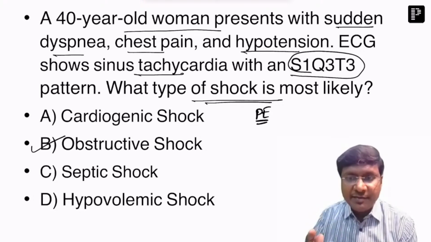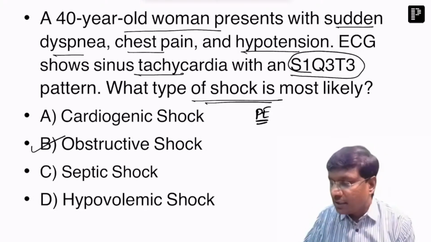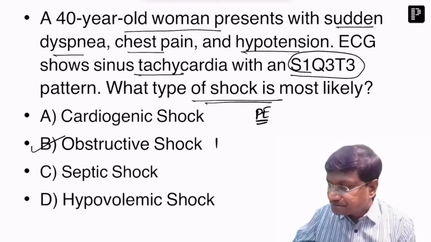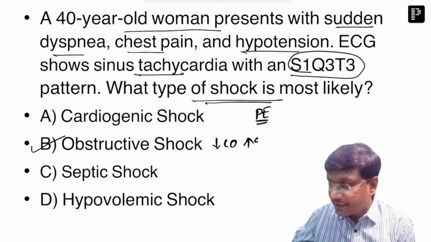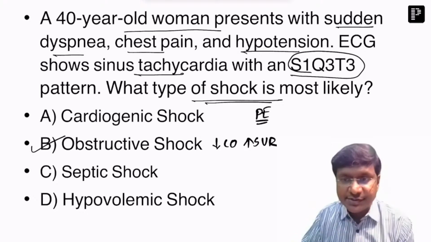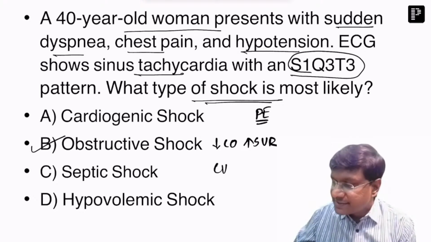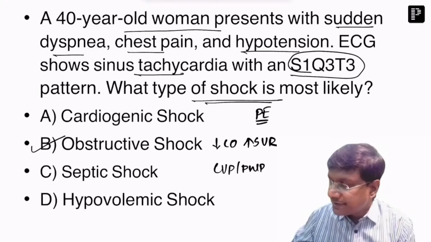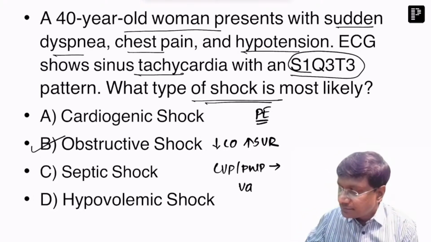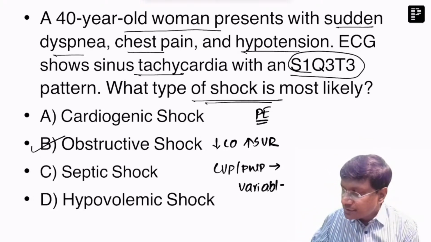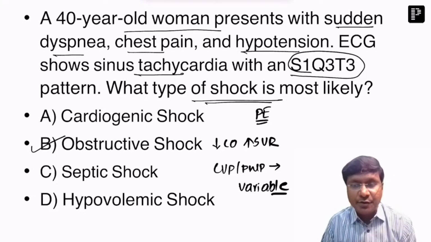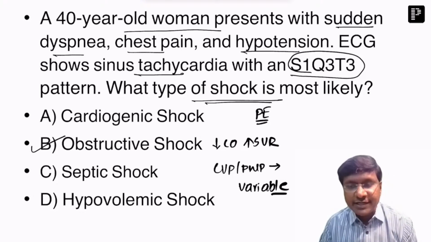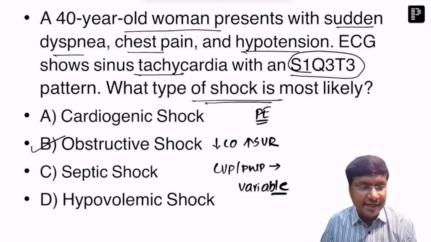And what will be the hemodynamic profile in case of obstructive shock? There will be decrease in cardiac output and increase in systemic vascular resistance, whereas central venous pressure as well as pulmonary capillary wedge pressure are variable. So what are the various causes of obstructive shock? We have discussed pulmonary embolism as one important cause. Then we have tension pneumothorax, cardiac tamponade, and restrictive pericarditis.